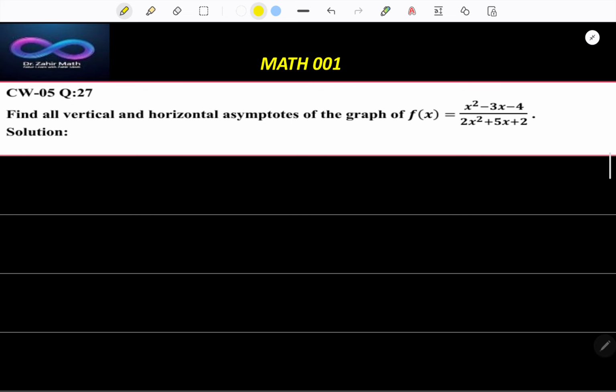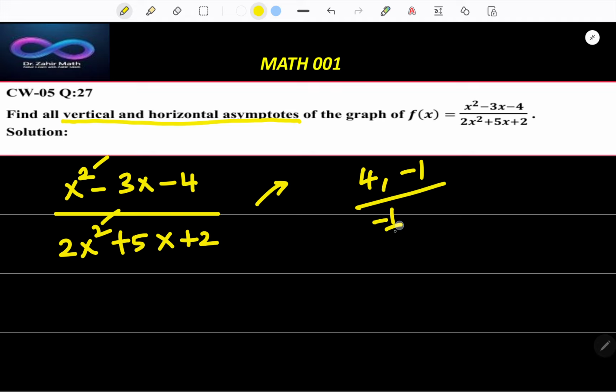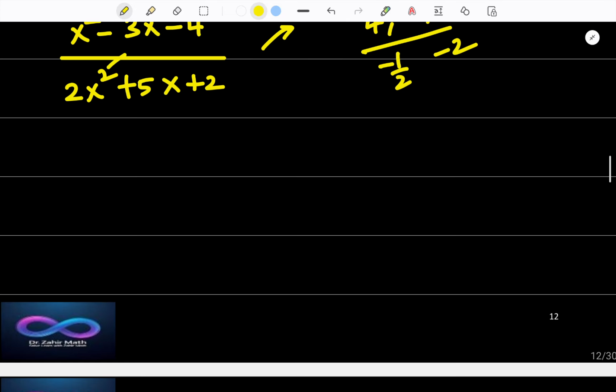Find all the vertical and horizontal asymptotes of the graph f of x equals x square minus 3x minus 4 divided by 2x square plus 5x plus 2. Both are x square. Go to the calculator, mode 5, 3. You will get 4 and -1 for the numerator, and for the denominator -1/2 and -2. Is there any common number? No. So no need to worry. You can start the procedure.